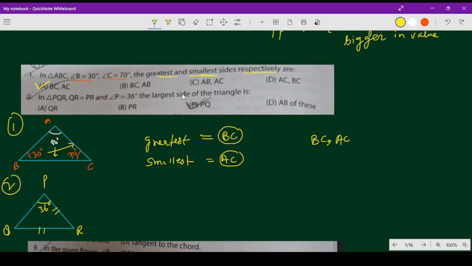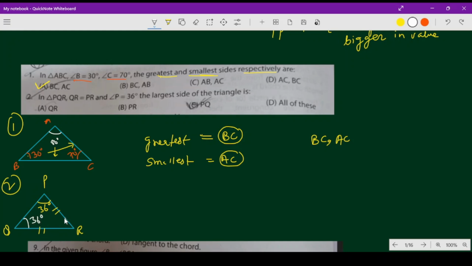Now they are asking for the largest side of the triangle. As in the given picture, we have PR and QR equal. So we can say that the angles opposite to equal sides are equal, as this is isosceles. The angle opposite PR is this angle Q. As the two sides are equal, the angles opposite to them will also be equal. So this angle will also be 36 degrees.